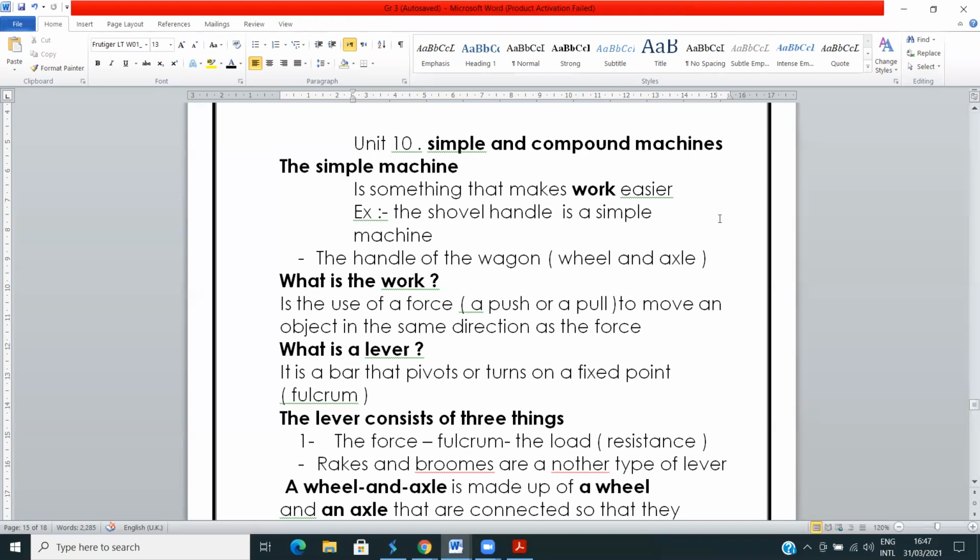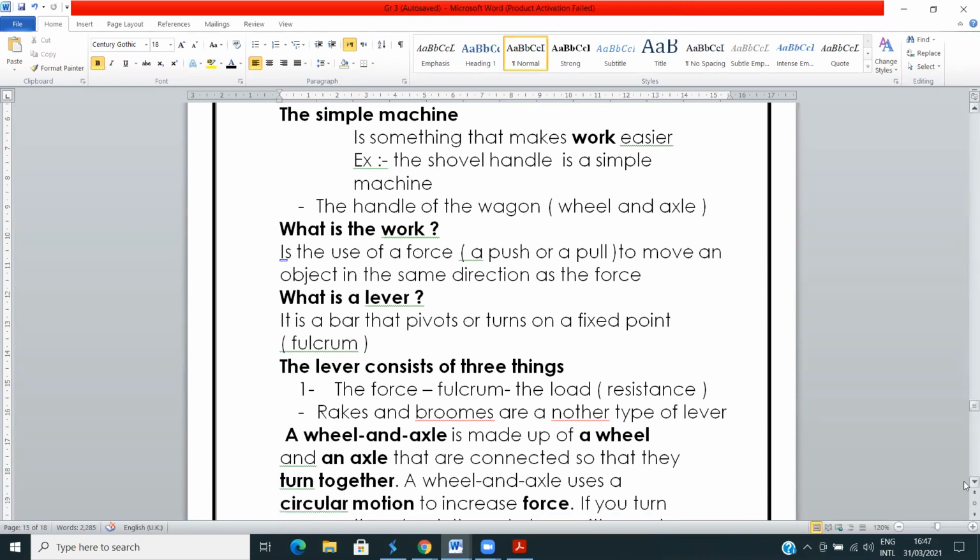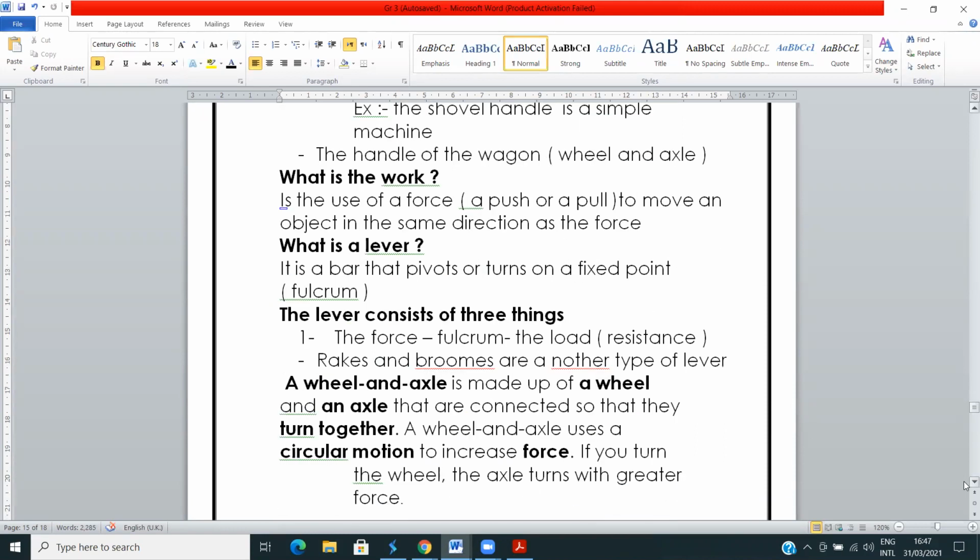You understand simple machine well, Muhammad, or you repeat another time? Muhammad Islam, you understand the simple machine or repeat another time? Yes, miss. I repeat, or you understand it? I understand. Okay, thanks, Muhammad.